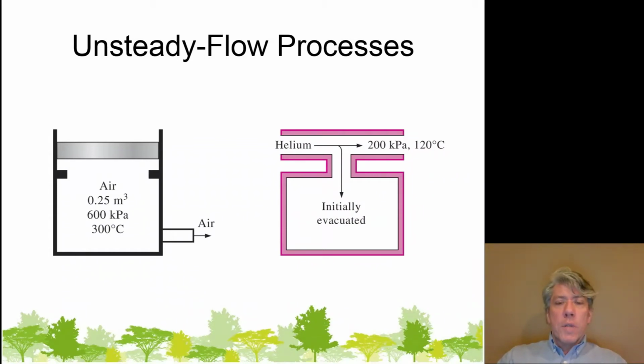So far, this chapter should have been a review of what you learned in a previous class. However, now we're going to talk about something that we did not talk about in that previous class. Something that's a little more complicated, but it's really not too bad. We're going to talk about unsteady flow processes. So processes where the control volume might gain or lose energy and mass. And there are several examples of this.